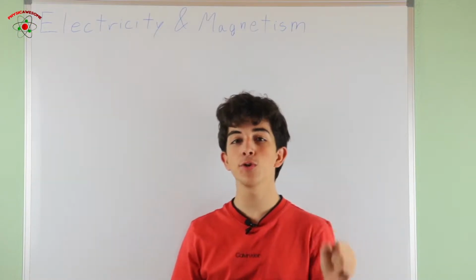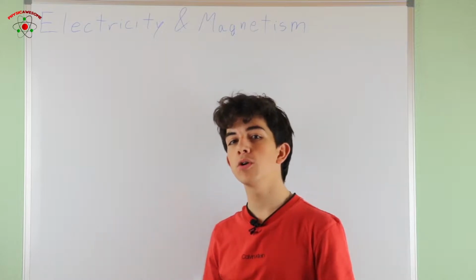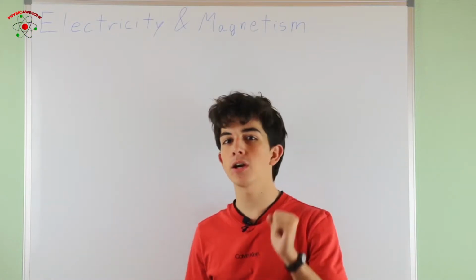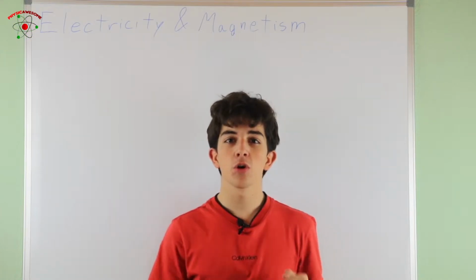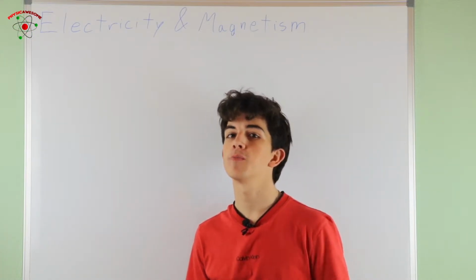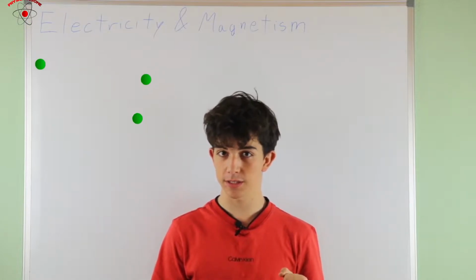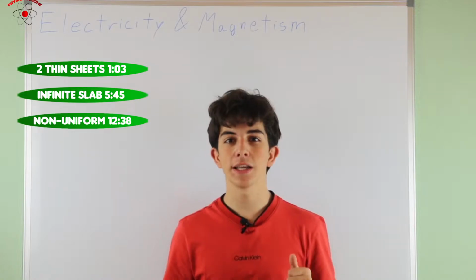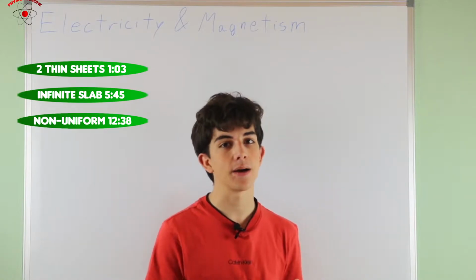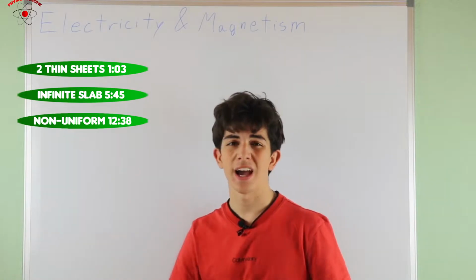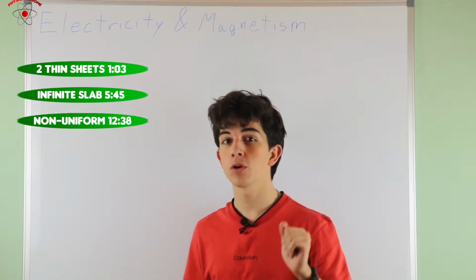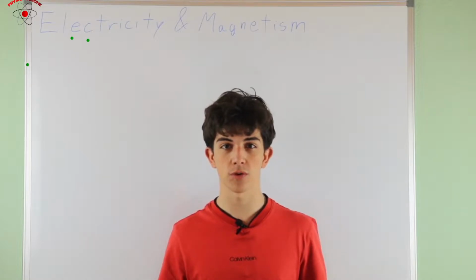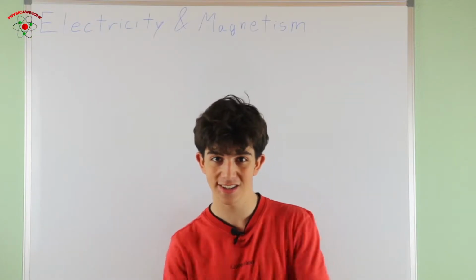Today we will continue exploring the applications of Gauss's law, specifically planar symmetry. First, we will understand what happens when we combine two infinite sheets. After that, we will give those sheets some width and they will become infinite slabs, and we will also analyze them. And finally, we will understand what happens when the charge density of the slab is not uniform. So, let's start!